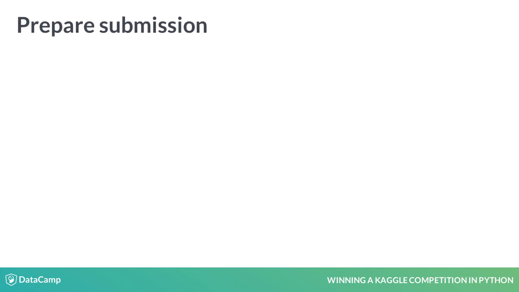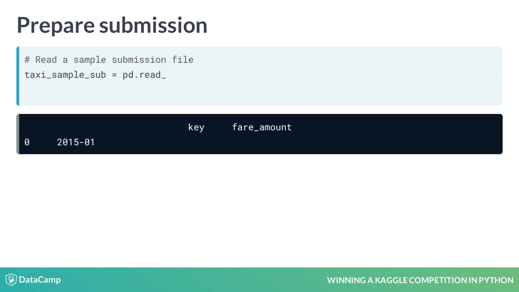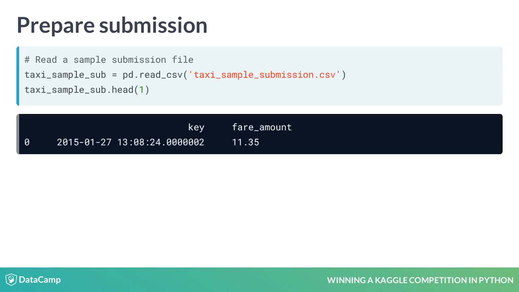Having made test predictions, we prepare a submission file. Usually, Kaggle submission files are in a CSV format with two columns, ID and the predicted target variable. As we already know, the format of the output file is specified in the sample submission. Let's look at the one from the taxi fare competition. It consists of columns key and fare amount.